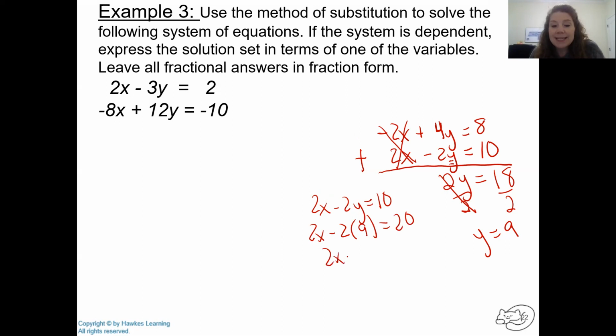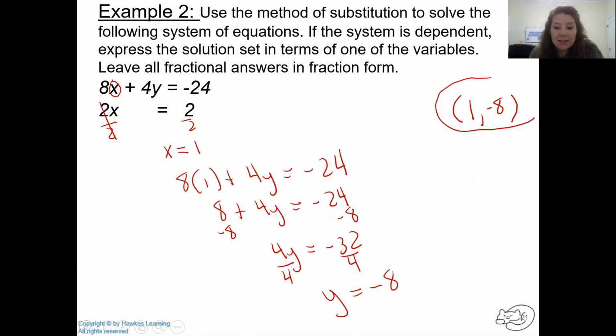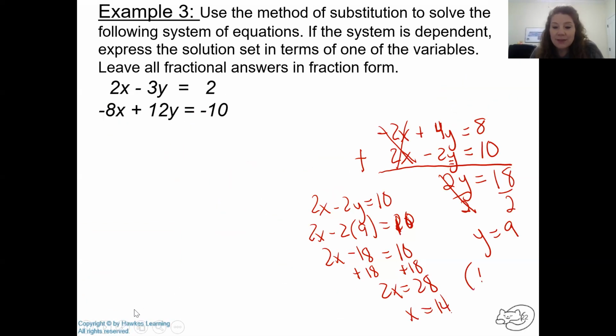So 2x minus 18 equals, I don't know why I wrote 20, I meant 10. And then I would add 18 to both sides, and I'd have 2x equals 28, and then half of 28 is 14. So my solution would be 14, oh shoot, what did I just do? Oh, well, I erased the whole thing. No, I didn't. All right, so my whole solution would be 14, 9, okay?